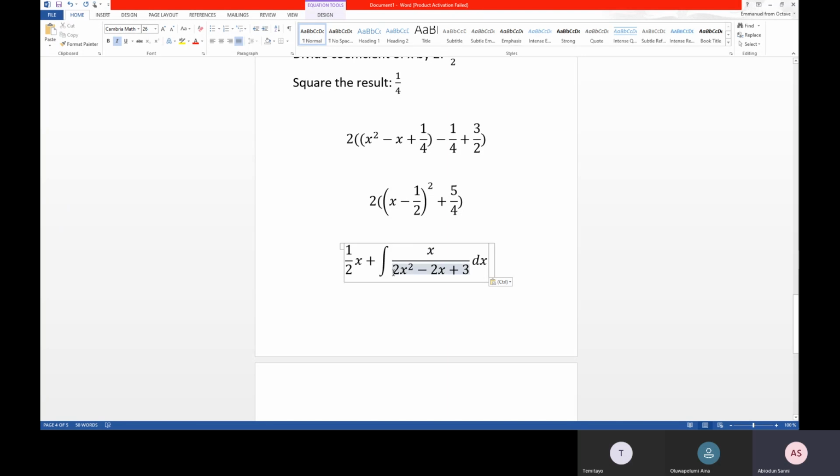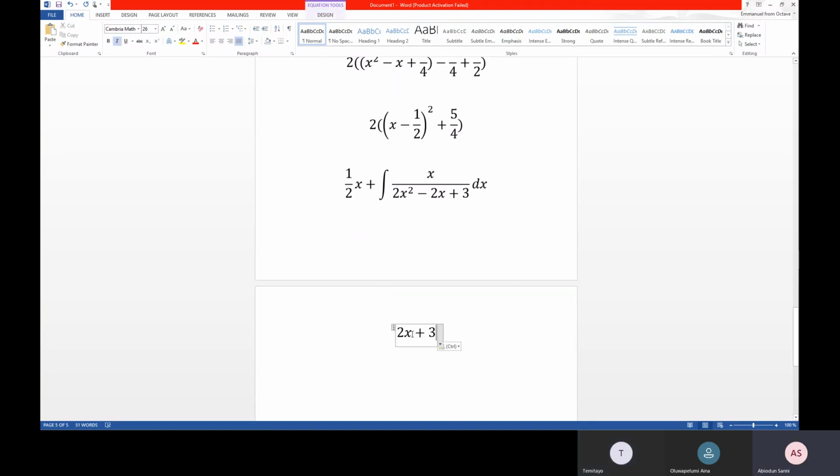What you try to do is write the derivative of this denominator as a linear combination of the numerator. So what am I trying to say in essence? If you differentiate 2x squared minus 2x plus 3, what do you think you're going to have? I'm going to have 4x minus 2.